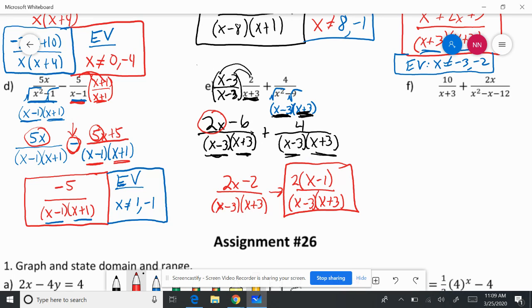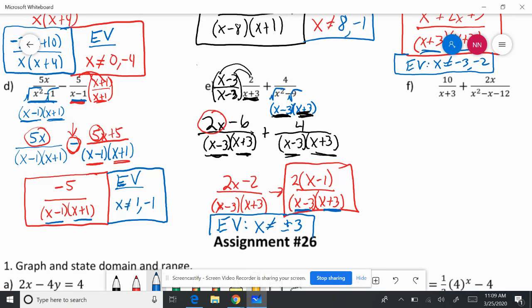Now what we're going to do is we're going to find our excluded values. Once again, excluded values is what gives us 0 for the denominator. So if we're looking at our denominator, it would be 3 and negative 3. Remember, it's always opposites. So I'm going to put plus or minus 3. And that would be my second answer.